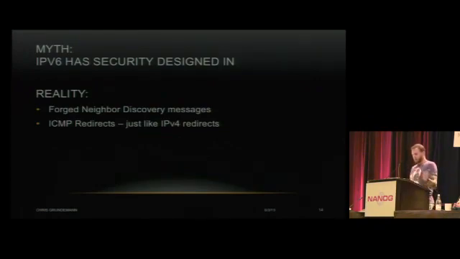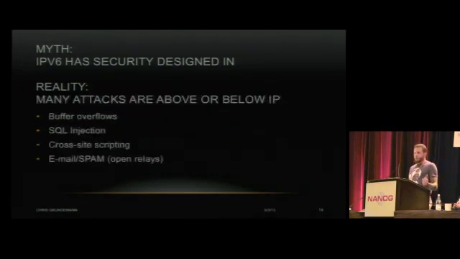And then beyond just the router advertisements, there's forged neighbor discovery in general, and then there's ICMP redirects, which work just like IPv4 redirects. Another piece that may be worth mentioning in a BCOP about IPv6 security is that changing from IPv4 to IPv6 doesn't do anything to a lot of attacks, because they have nothing to do with the IP layer at all. So just that as a reminder.